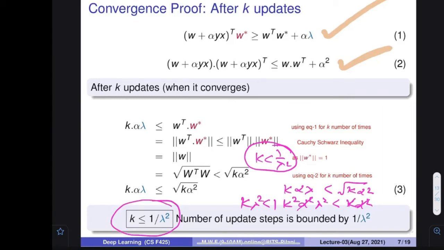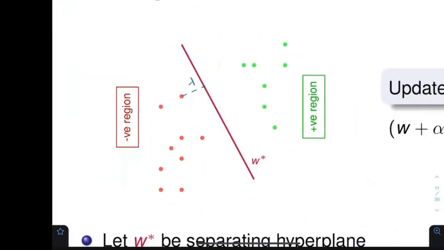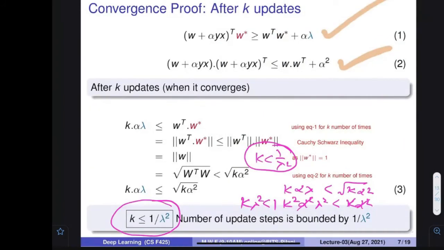And you know what this lambda is? This lambda is a property of the data. This is not something that we have come up with. If there is data and we assume that there is some right parameter, then there must be some lambda. This is dependent upon the data only. So actually the data dictates how many steps are required, after which the system is going to converge.